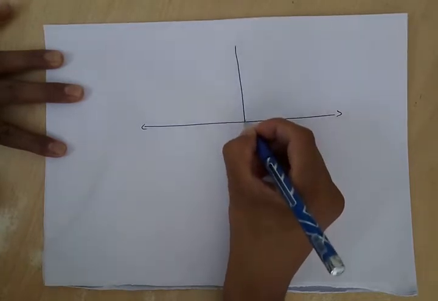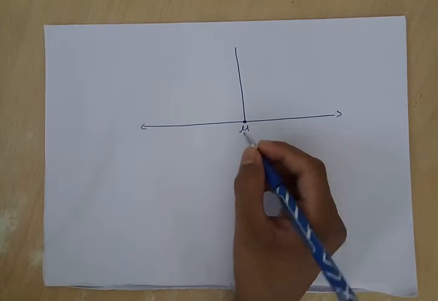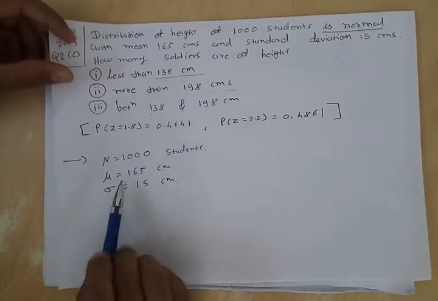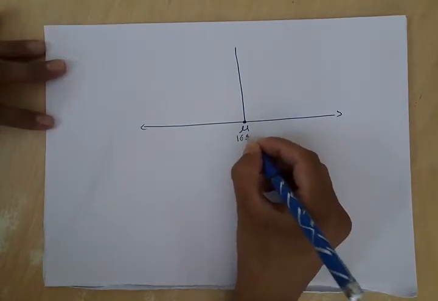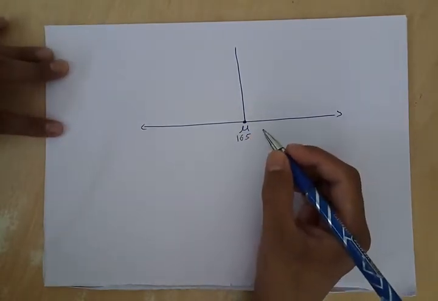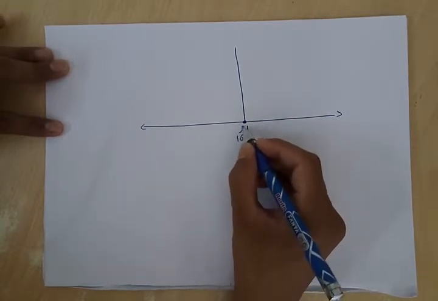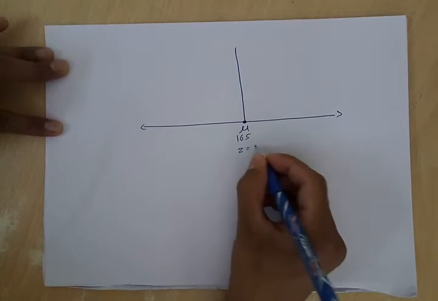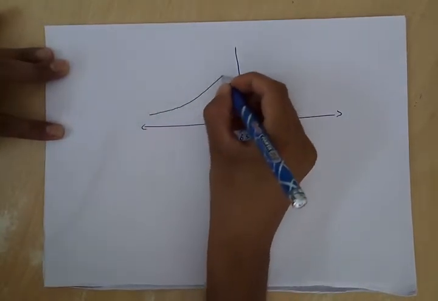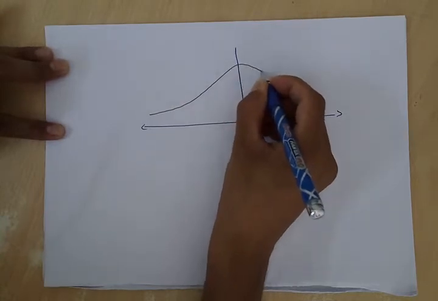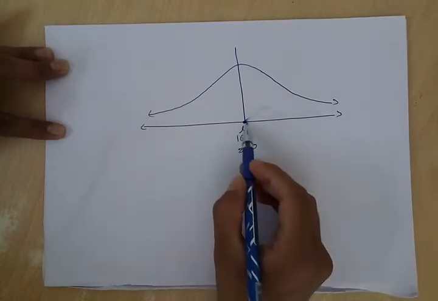This vertical line represents the mean value, that is mu. Now the mean value is already given. It is 165 centimeter. So the mean height of a student is 165 centimeter. And always in a normal distribution, the z value associated with the mean value is always 0. Now we will draw the curve for the normal distribution. So this is the curve representing the normal distribution. This curve is symmetric about this vertical axis.